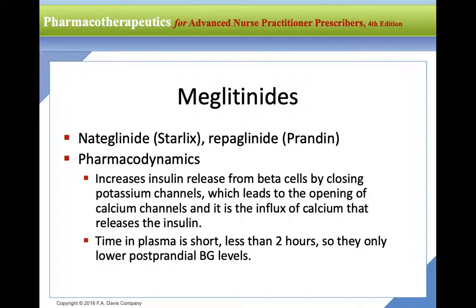Meglitinides, these are basically mealtime sulfonylureas. So they increase insulin release from beta cells, and it has a very short half-life, less than 2 hours. So they only lower postprandial blood sugars. These were exciting when they came out, but they really have fallen out of favor also.